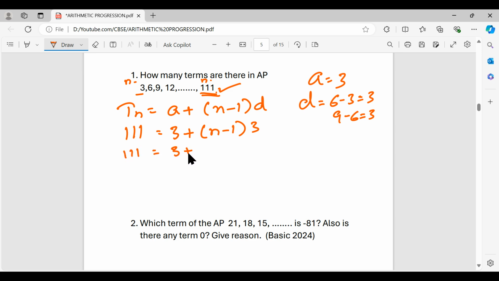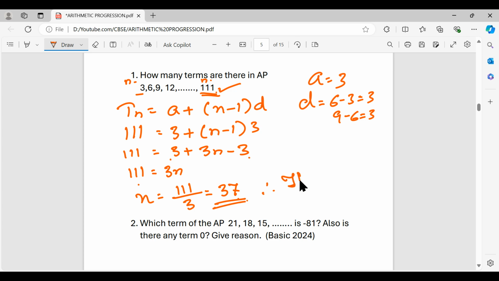111 equals 3 plus 3n minus 3. You can take, see, 3 minus 3, it's 0. And then now you will have 111 equals 3n. So n equals 111 over 3. And that will be 3 3s is 9 and 3 7 is 21. So the position value of 111 is 37. So your answer will be, therefore there are 37 terms. Okay, I hope this is clear to everyone.